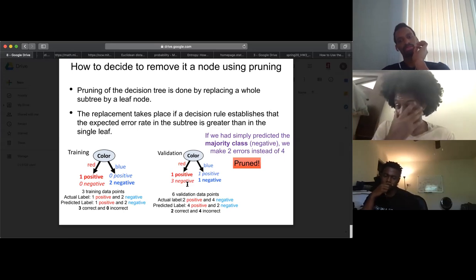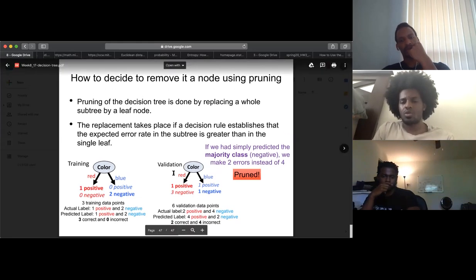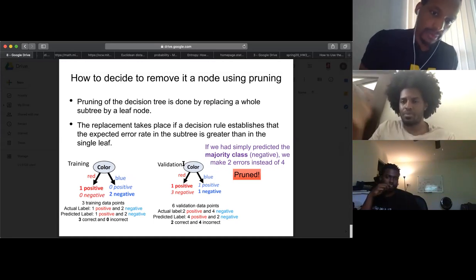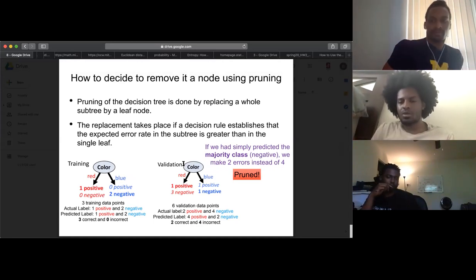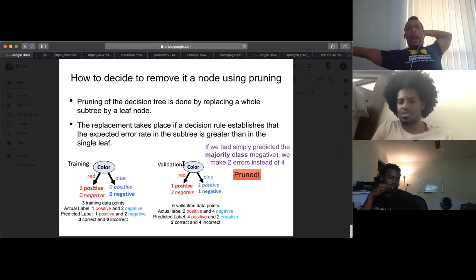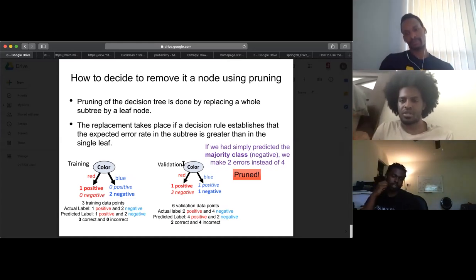Does that make sense? Which branch? The red branch? You're imagining this is a leaf, like a branch of some higher thing. Right, so you would imagine that on this level there would be multiple of these decisions. This one's specifically looking at color. Maybe there's one that specifically looks at shape, another one that looks at something else. And you're evaluating whether you should prune everything that's tied to color.